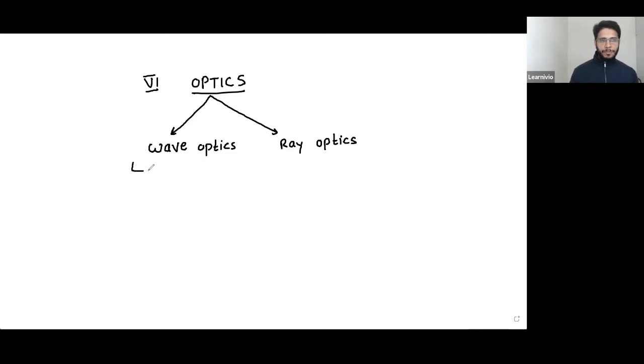So in wave optics, we have four topics. The first one is the concept of wavefront. The second is the concept of interference. Third one is diffraction.